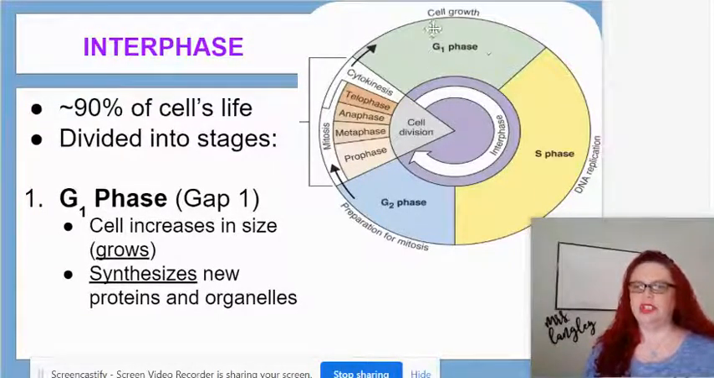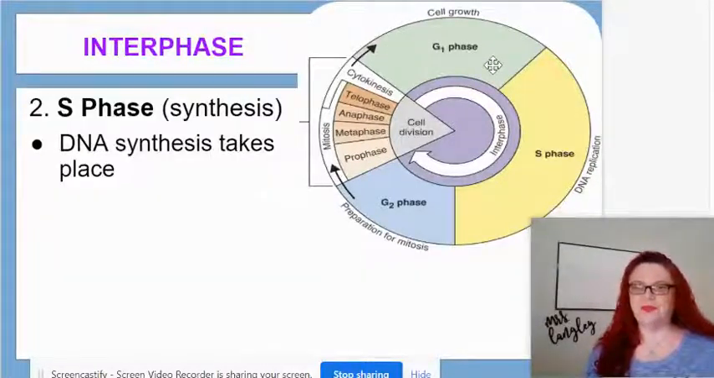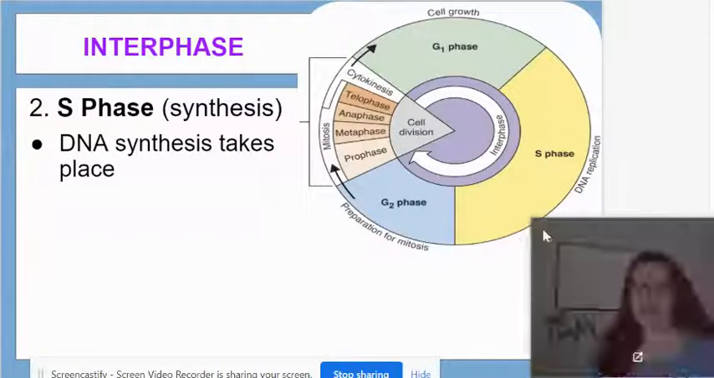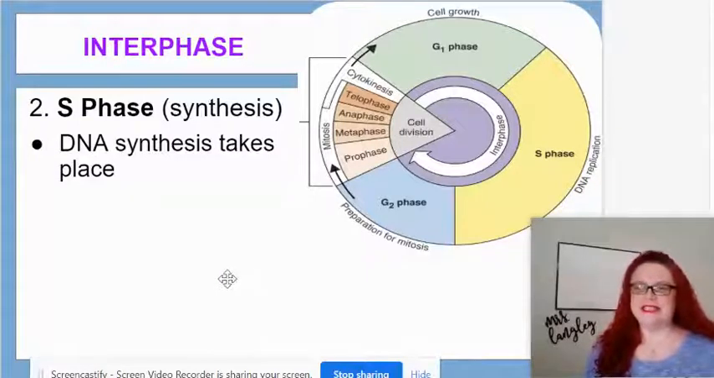First, we have G1. G1 or gap 1 is where we increase in size or grow and synthesize new proteins and organelles. So this is after we've divided, we have to go back to our normal daily activities. At that point, we might have the cell triggered to go into a replication or division, mitosis, and we'll enter our S phase. In the S phase, our DNA synthesis takes place. So we make the copy of the DNA.